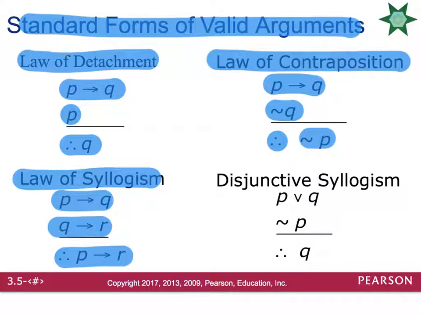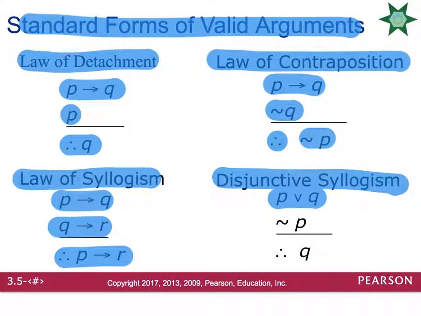Okay, and the last one we'll look at here is called disjunctive syllogism. Don't worry about the terms. I'm not going to ask you to memorize these terms. So P or Q is our first premise, and then negation P, and therefore Q. Let's again apply that to our example using the class thing.